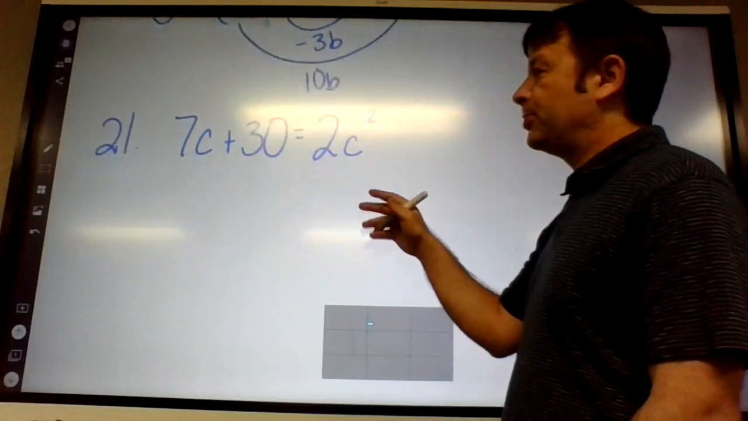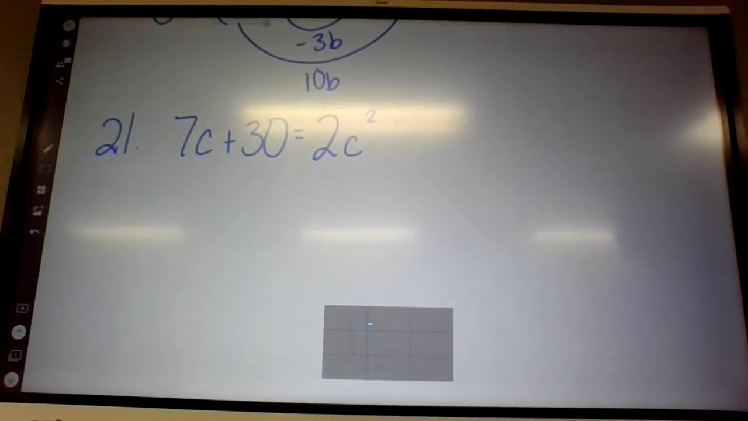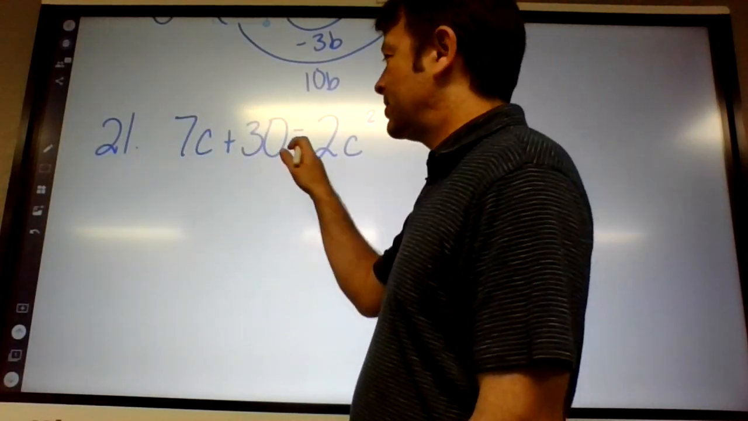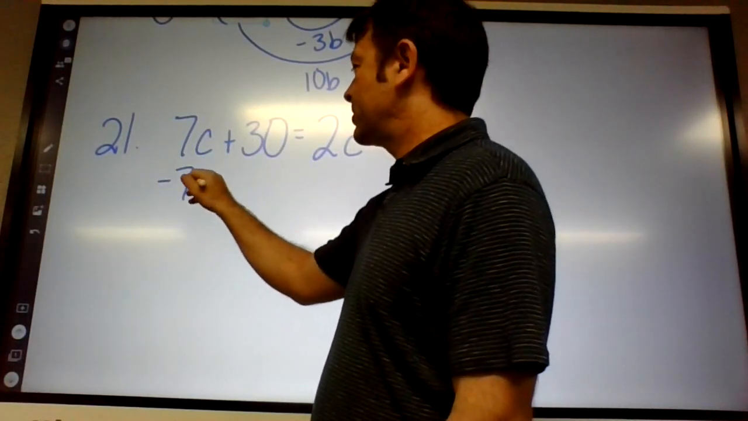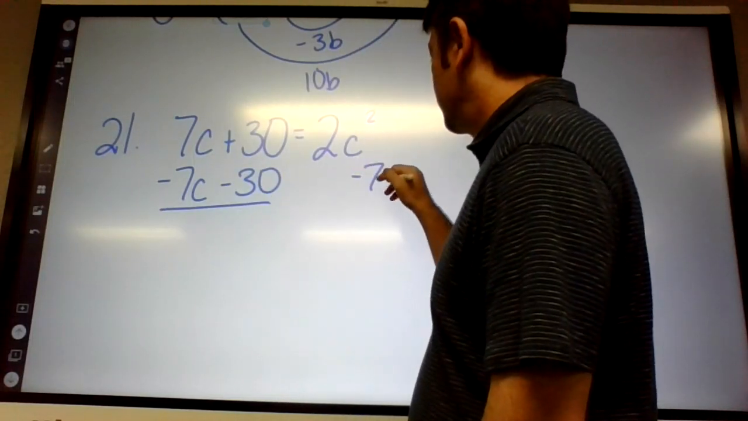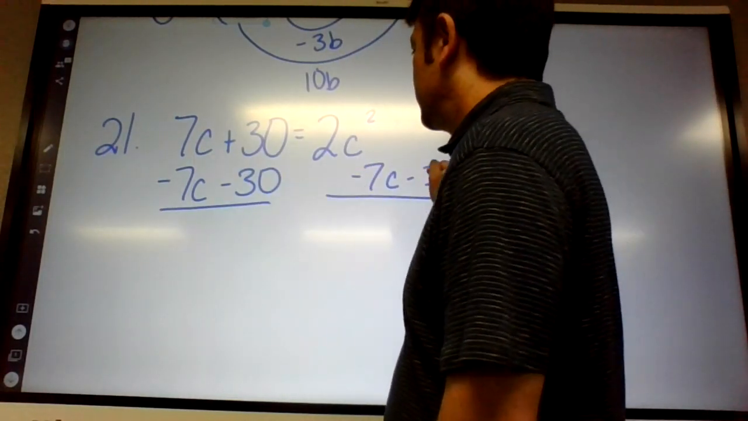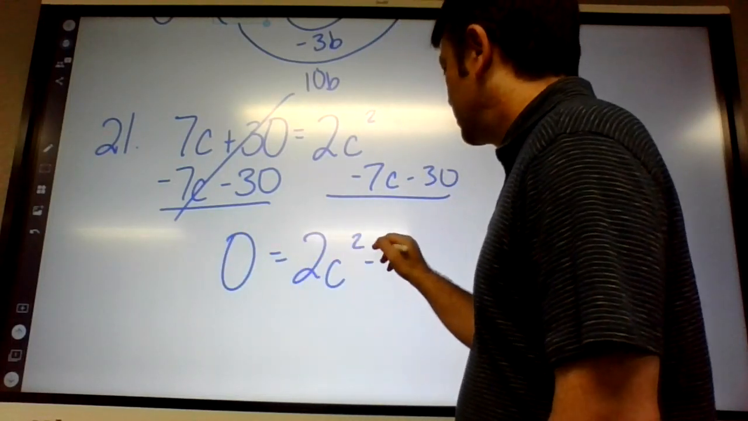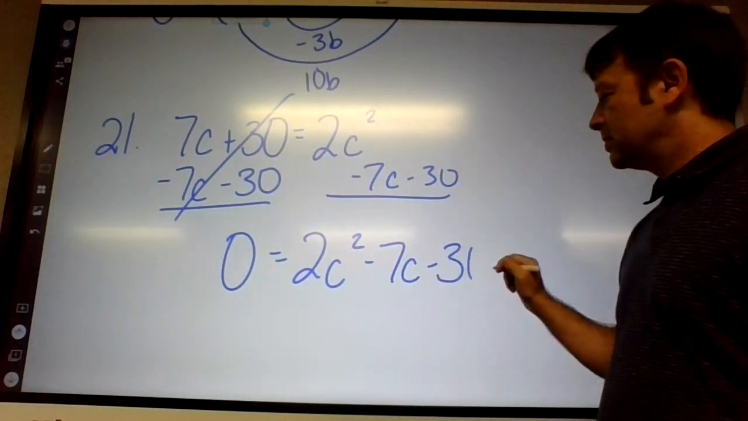22. Okay, on 21, the c squared term is positive on the right. So I would probably move everything to the right. So how do I get rid of this stuff? Subtract it all. Subtract them both. So this goes away. And those don't mix.